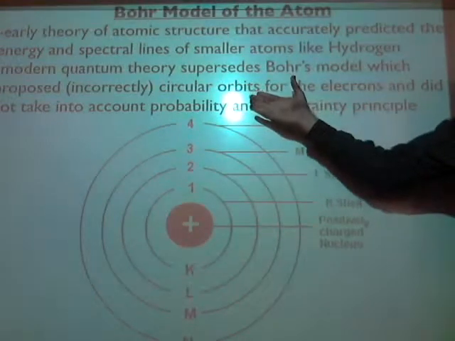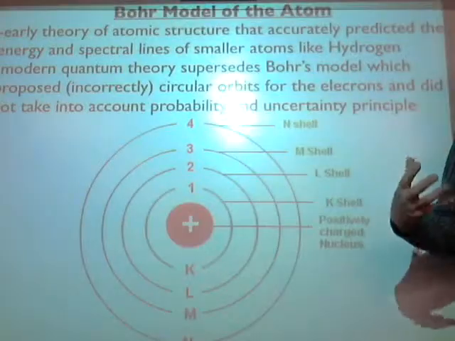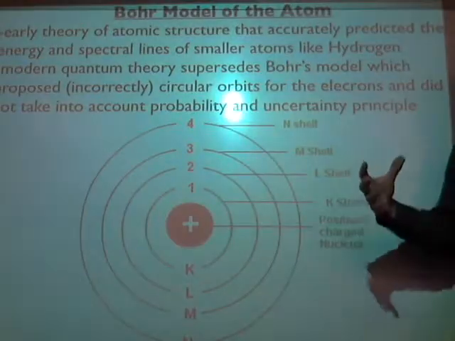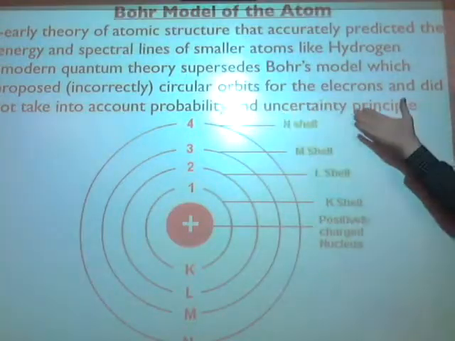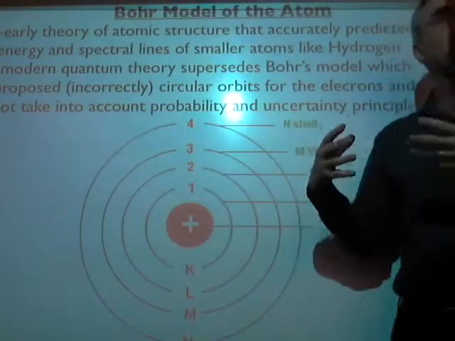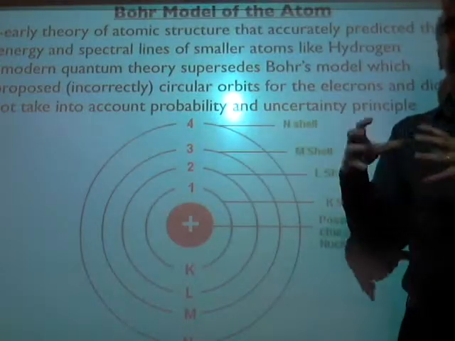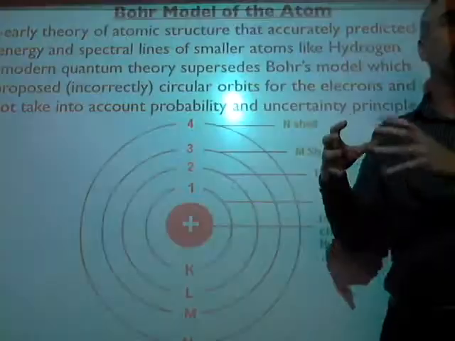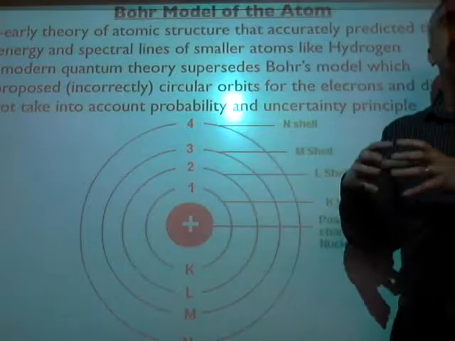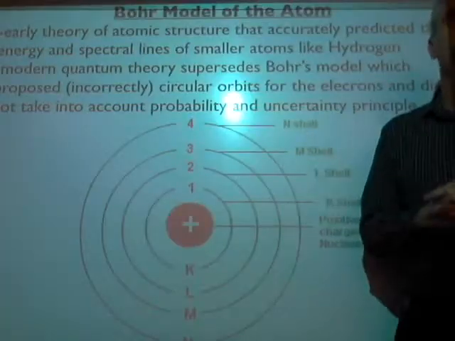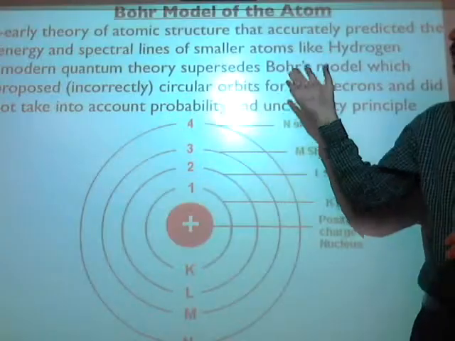For example, the orbits are not circular. We don't have circular orbits. We have different shapes of probabilities. The uncertainty principle and probability give us an electron cloud of probability that can have a particular shape. It's spherical for an S-shaped orbital, but it can be P-shaped, D-shaped, and you've seen all of those before. So those things are incorrect.